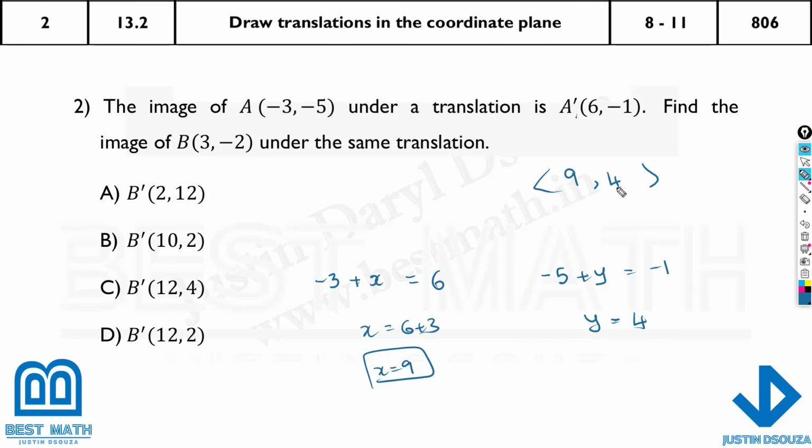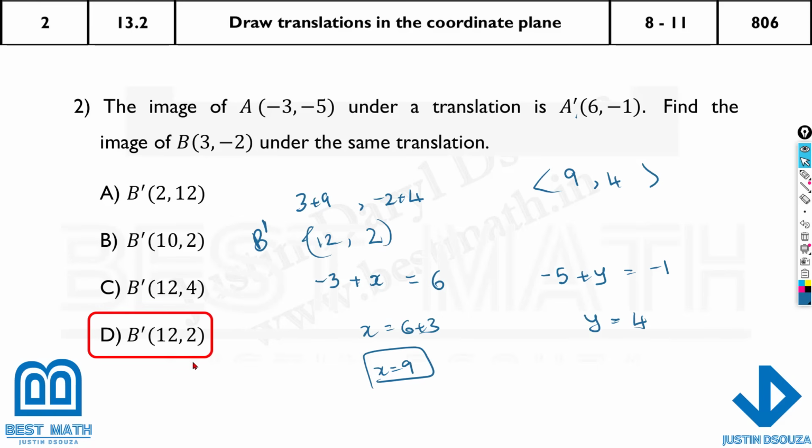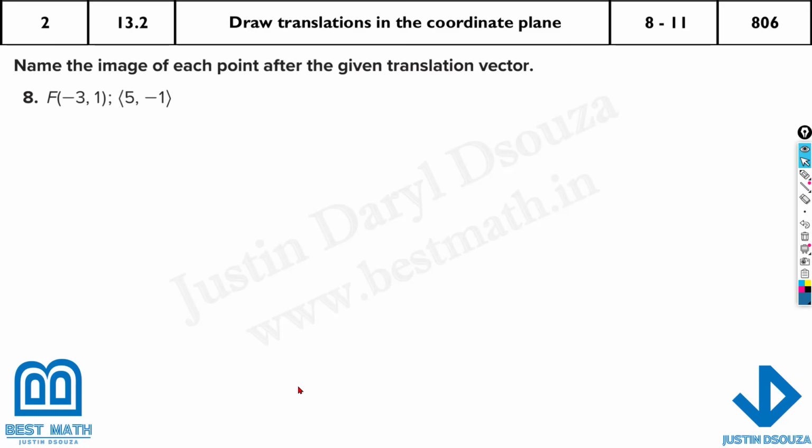So here we go. It should be 9, 4, and that's not in the options. That's not the correct answer. We need to translate B now. So what happens here? It is 3 plus 9 and -2 plus 4. So it'll be 12 and 2. That is the newly formed image, that is B prime. And here we go, that's option D. That's how we solve this, 12, 2.